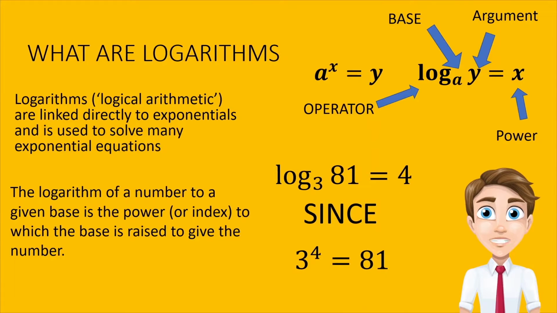So this is an actual example. So log base 3 of 81 is equal to 4. This is because 3, which is the base, to the power of 4, which is the power, is equal to 81. 81 is the argument.